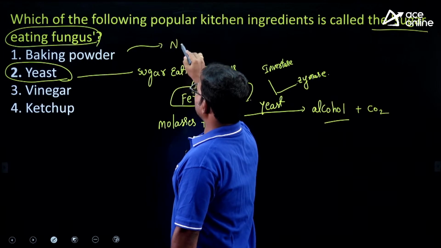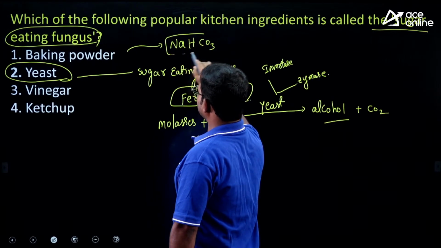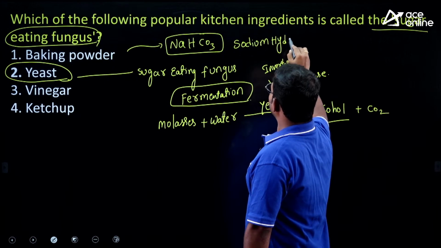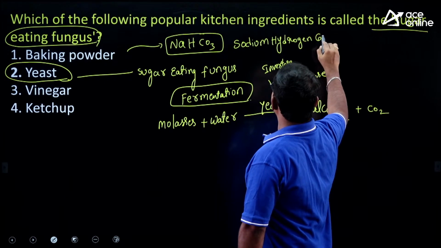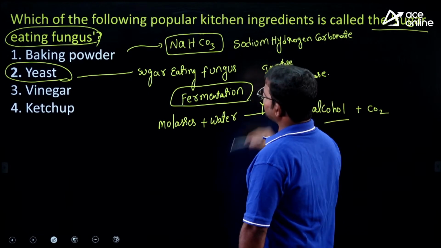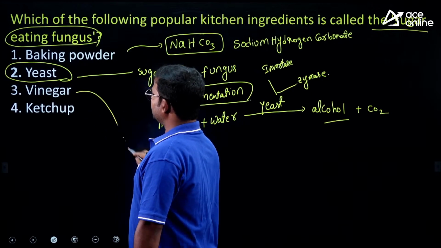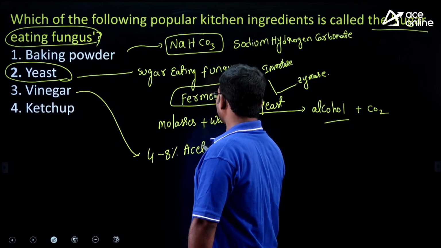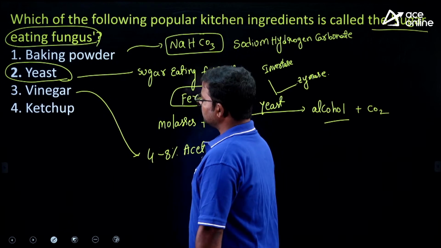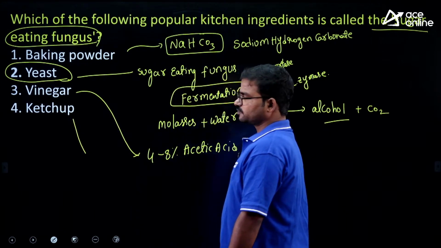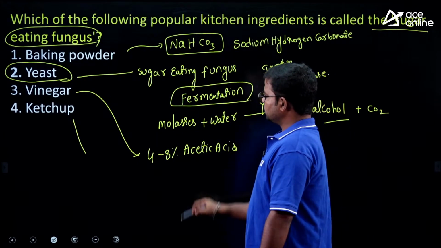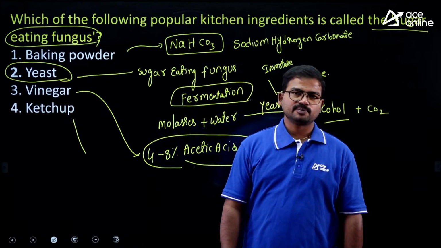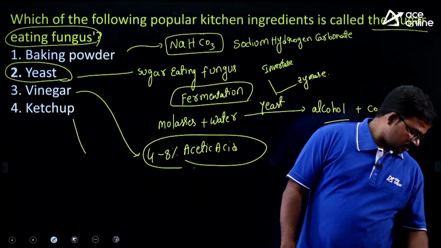Next, baking powder. Baking powder is nothing but sodium hydrogen carbonate, which is called edible salt. Next, vinegar. Vinegar means 4 to 8% acetic acid. Of course, ketchup, you may have an idea, is one of the carbohydrates. The acetic acid or vinegar and baking powder, these two are used as food preservatives. Okay, next one.